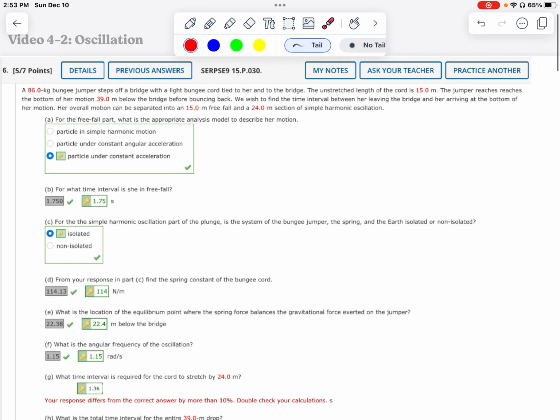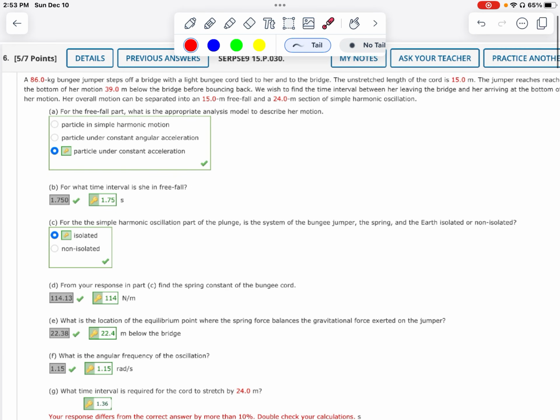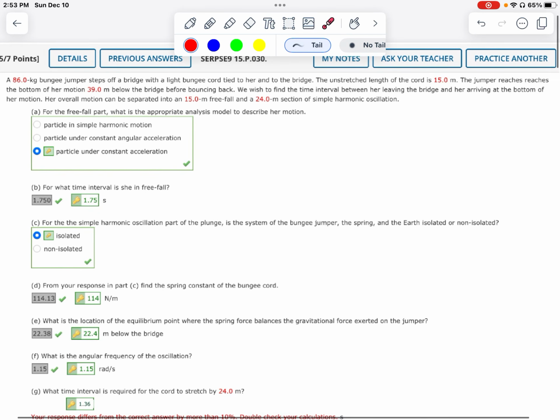So let's get started. An 86 kilogram bungee jumper steps off a bridge with a light bungee cord tied to her into the bridge. The unstretched length of the cord is 15 meters. The jumper reaches the bottom of her motion 39 meters below the bridge before bouncing back. We wish to find the time interval between her leaving the bridge, part 1, and her arriving at the bottom of her motion, part 2.